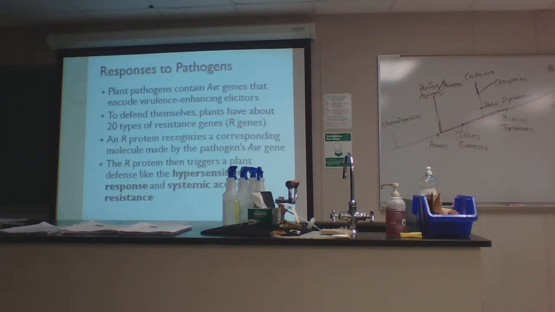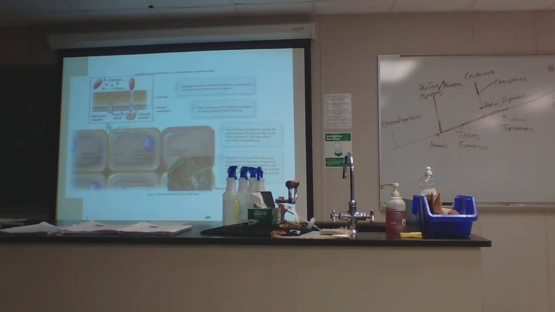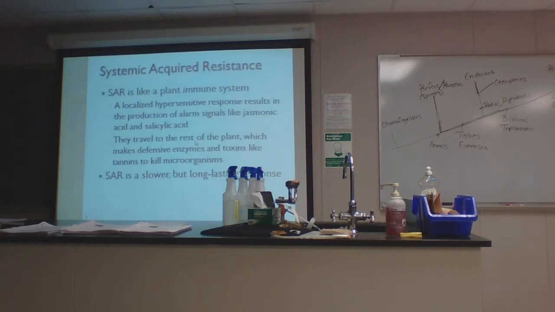Okay, and then if they get attacked by a disease, you have the hypersensitive response and systemic acquired resistance. So hypersensitive response is that thing where they kill off the cells that are infected to keep the infection from spreading. And systemic acquired resistance is when they then produce defensive enzymes or toxins throughout the rest of the body of the plant. So this takes longer, but it protects the rest of the plant.